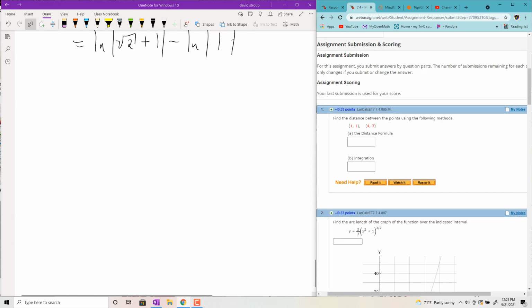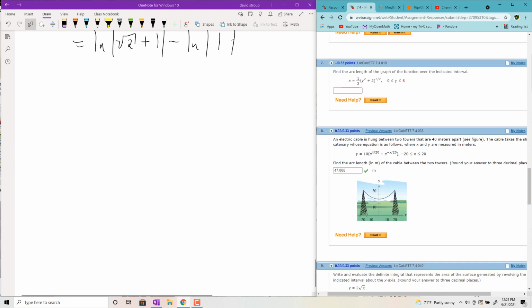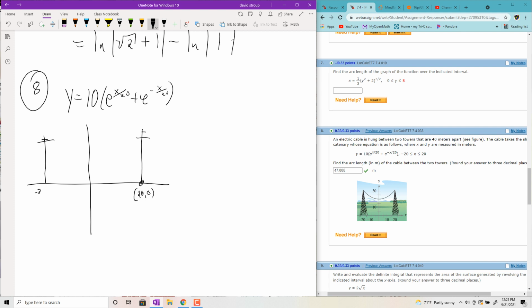Okay. So one application here is finding the length of a cable. So let's look at number 8 from the book, or from WebAssign. They model the equation of the cable using this, x over 20 plus e to the negative x over 20. The telephone poles are 40 meters apart, so you can put them into the xy plane and locate this one at 20, 0, and this one at negative 20, 0. And then they have a cable hanging between the two, and it's modeled by that function y. They want to know the length of that cable.